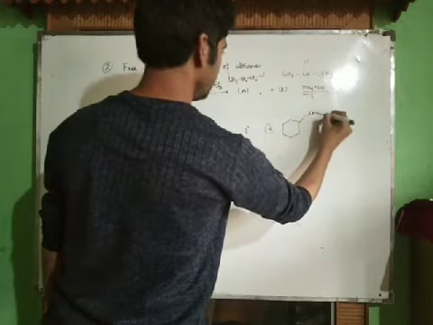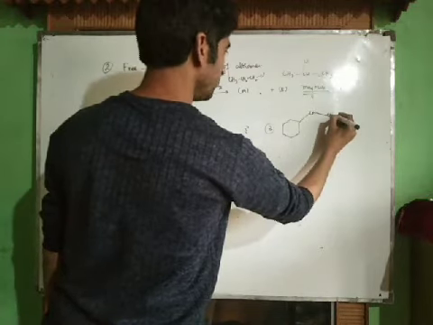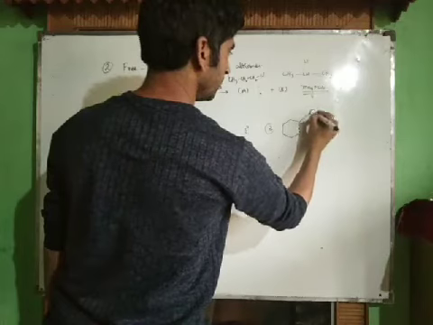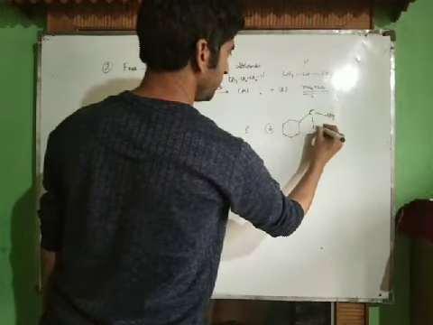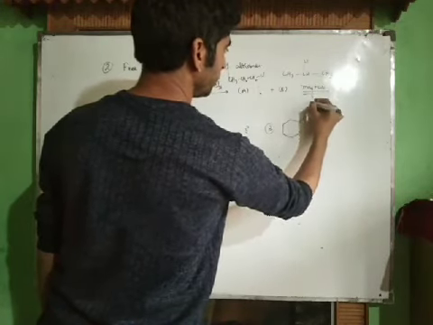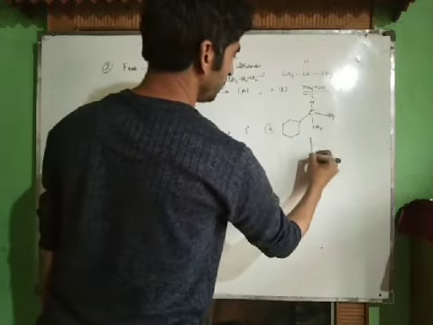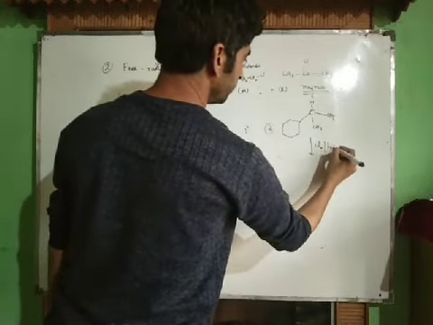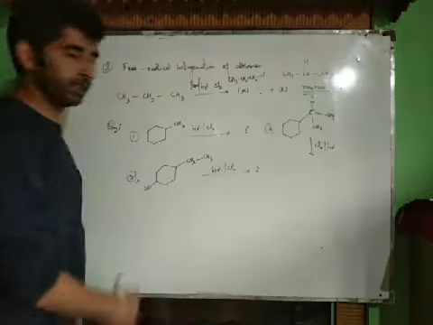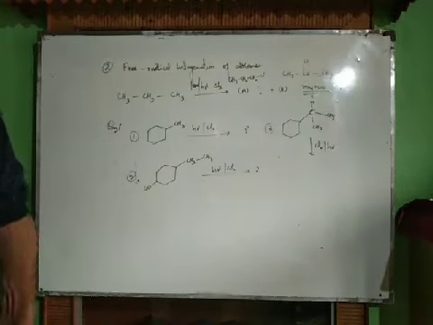CH, CH3, CH3, and this is hydrogen. We treat it with chlorine and H nu or peroxide. Now predict the major product of these reactions.